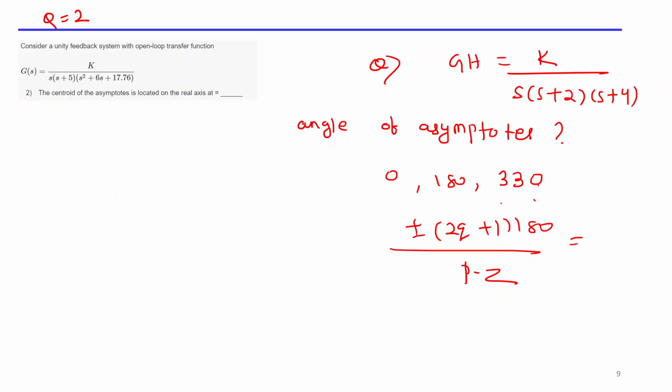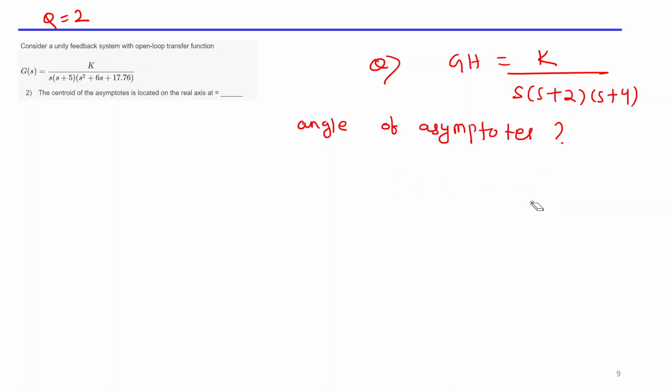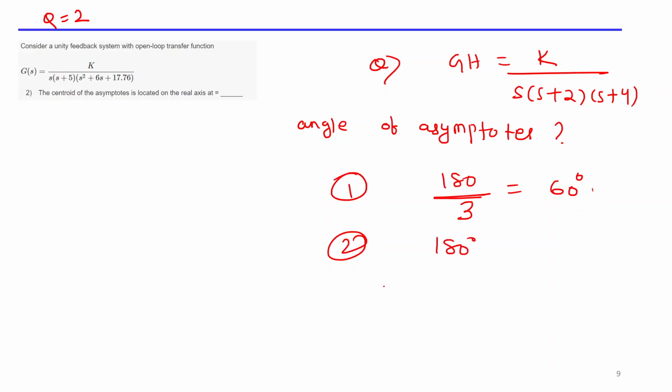So here, don't use this formula. What you do here, just remember: first of all, take 180, because in the numerator it is an odd multiple of 180, divided by the number of poles minus zeros. The number of poles minus zeros is 3. So 180 by 3 is 60 degrees, the first angle of asymptote. Then take odd multiples: 60 into 3 is 180, and 60 into 5 is 300.